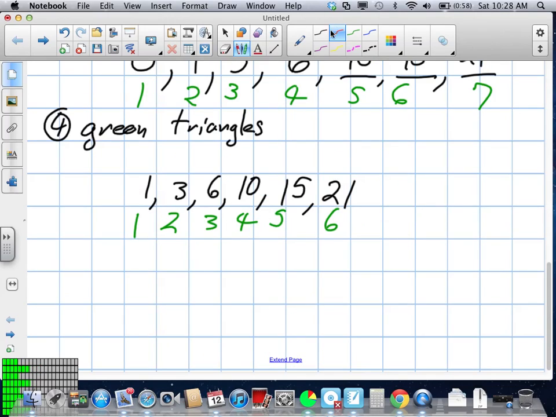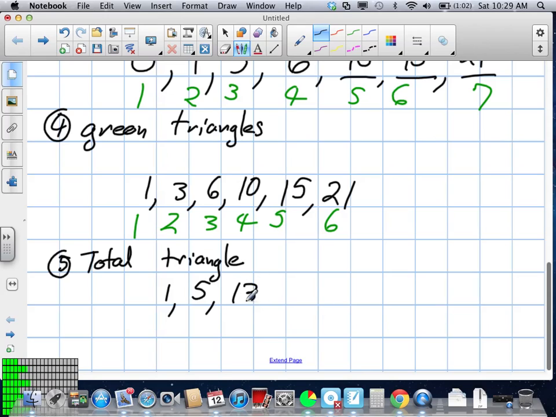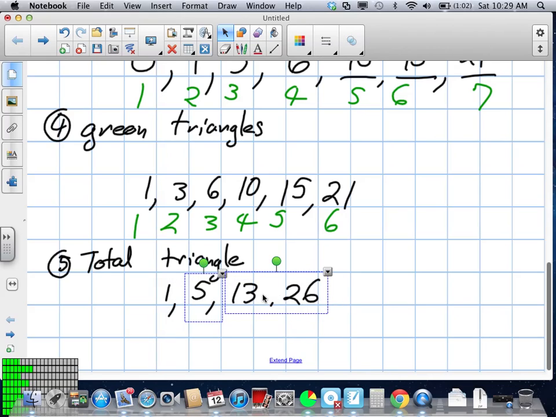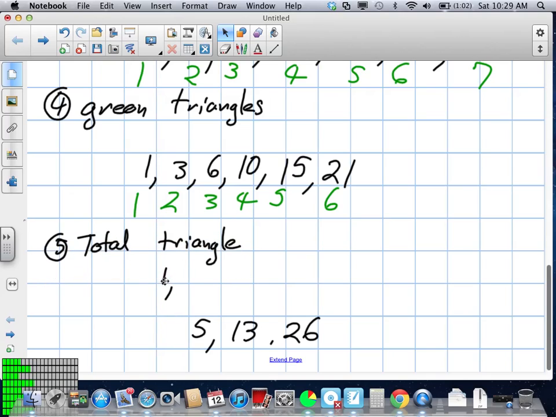So let's kind of go through total triangles. Okay, what did we start with? 1. Then we jumped up to 5. Then 13, and then 26. Now, quite a bit different from what we've been looking at. So I'm just going to erase that. Let's talk about our differences and see if we can find a pattern through this.